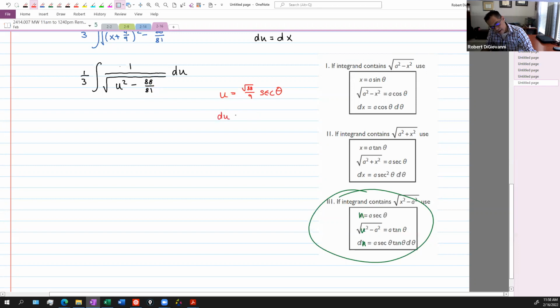The derivative of that u will be the root 88 over 9 secant theta tangent theta d theta, and then the square root of that stuff, u squared minus 88 over 81, will be equal to root 88 over 9 tangent theta. And then I rewrite the problem.